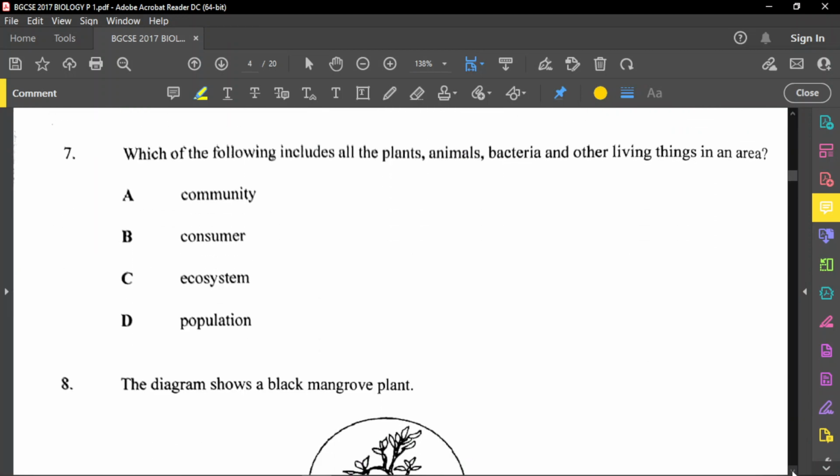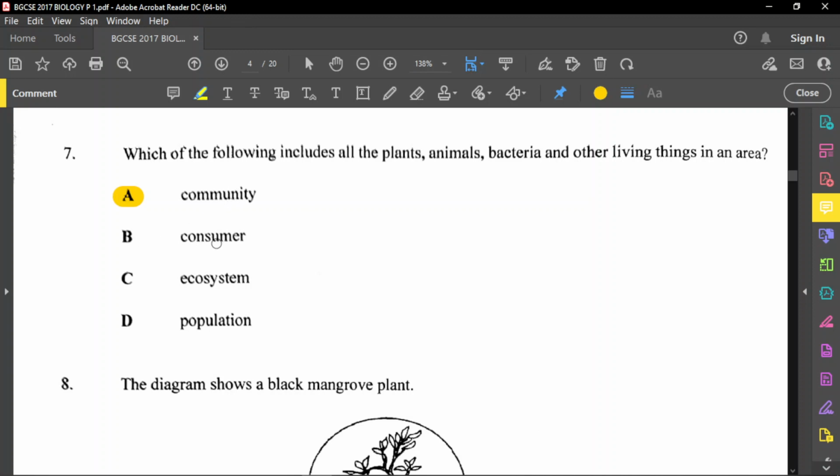So question 7 now. It said, which of the following includes all the plants, animals, bacteria, and other living things in an area? So all the different things that come together form what they call a community. The plants themselves will be a population. So you have the plant population, you have the animal population, and a specific type of animal will be a population. Just to make a note right here, a population must be the total number of the same species. If you have all animals together, it's still not a population. It must be the same species.